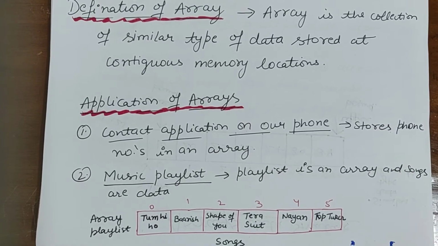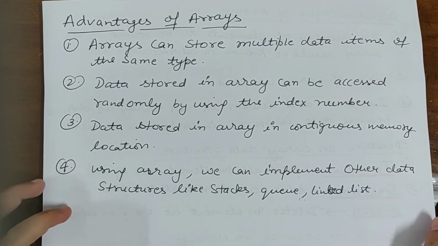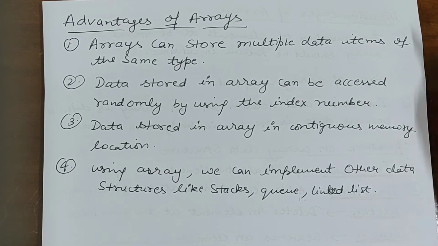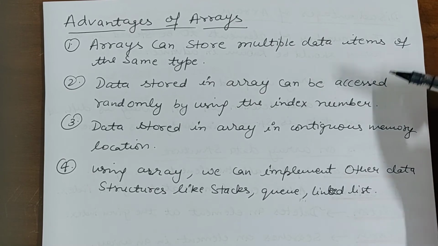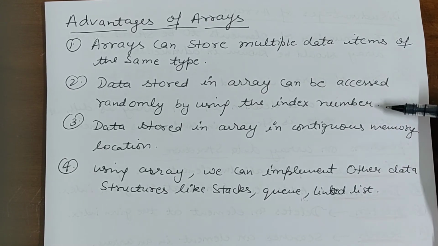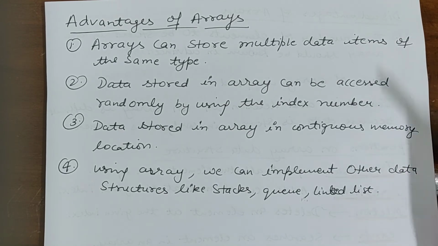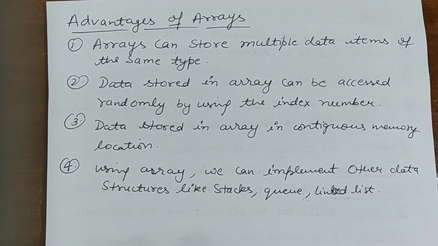You can take a screenshot of the definition and applications of array. These are the advantages of arrays. Arrays can store multiple data items of the same type. Data stored in an array can be accessed randomly by using the index number. I have already discussed these 2 points. Data is stored in contiguous memory locations. Okay, so there is no wastage of memory.